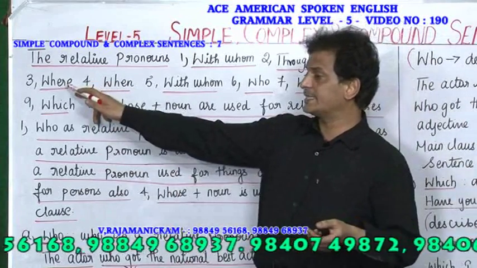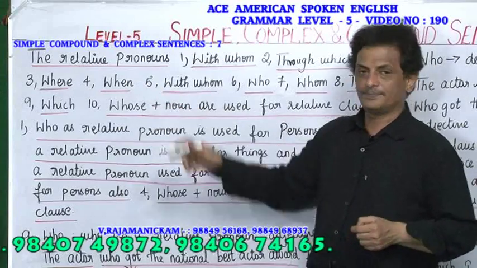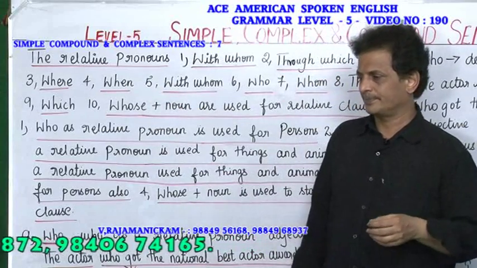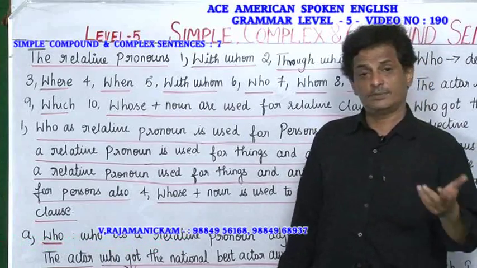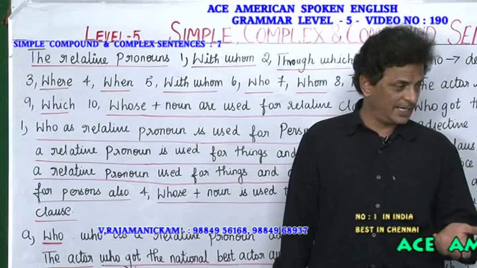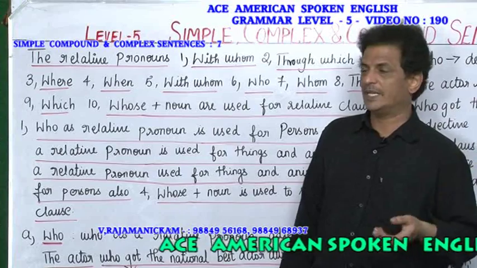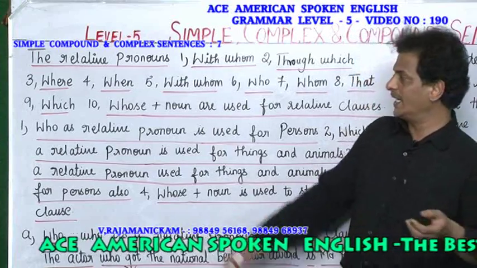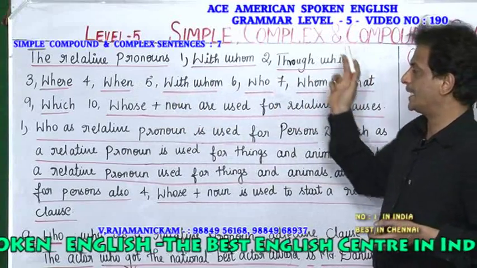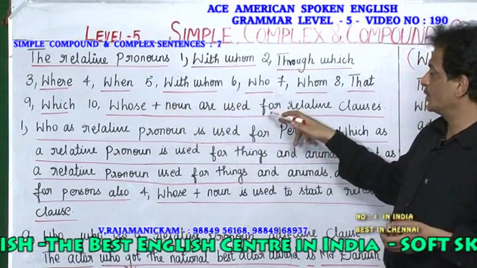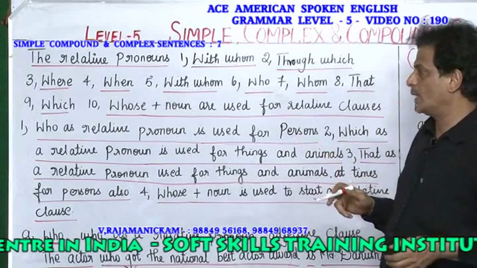அப்ப இந்த where எதுக்கு ஸ்டாண்ட் ஆகுது? ஹோட்டலுக்கு. ரைட்டா? When I eat, when I feel hungry. I eat in my home whenever I feel hungry or when I feel hungry. So when எங்க ஸ்டாண்ட் பண்ணுது? அந்த டைமுக்கு. With whom, who, whom, that, which, whose plus noun are used. அவைகள் உபயோகப்படுத்தப்படுகிறது for relative clause, சம்பந்தப்பட்ட வாக்கியத்துக்கு.